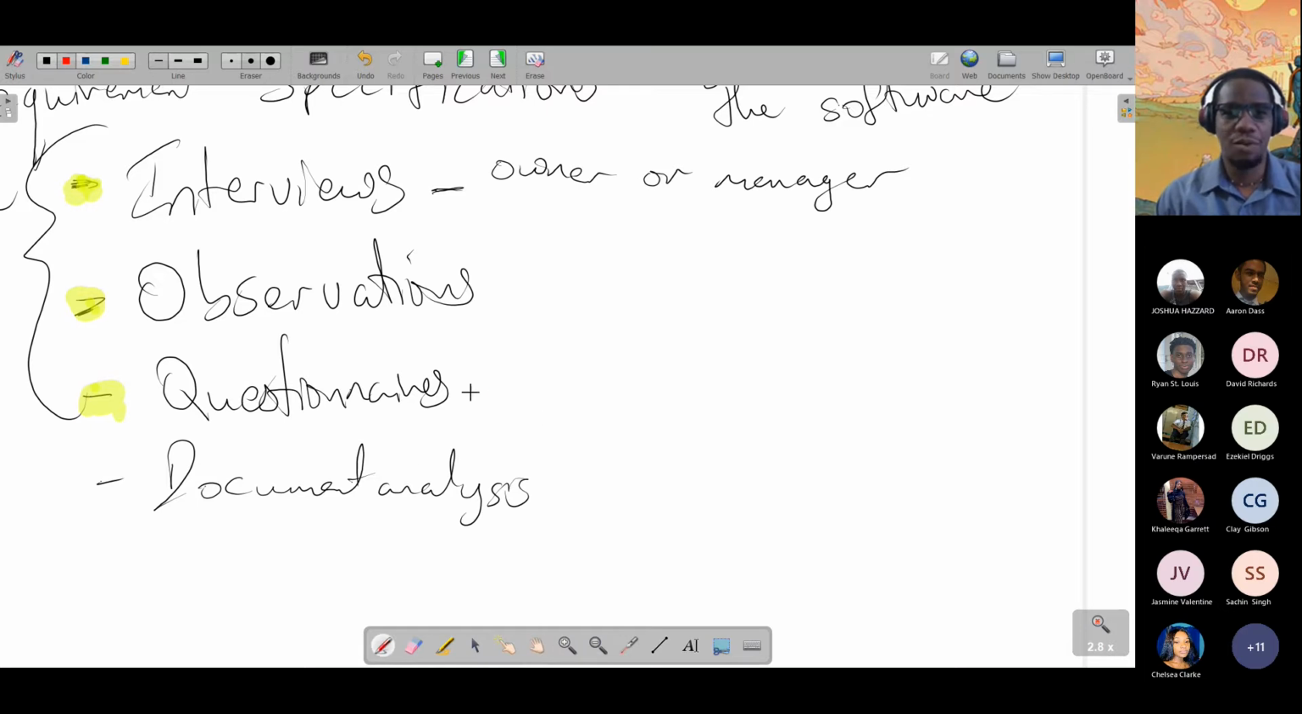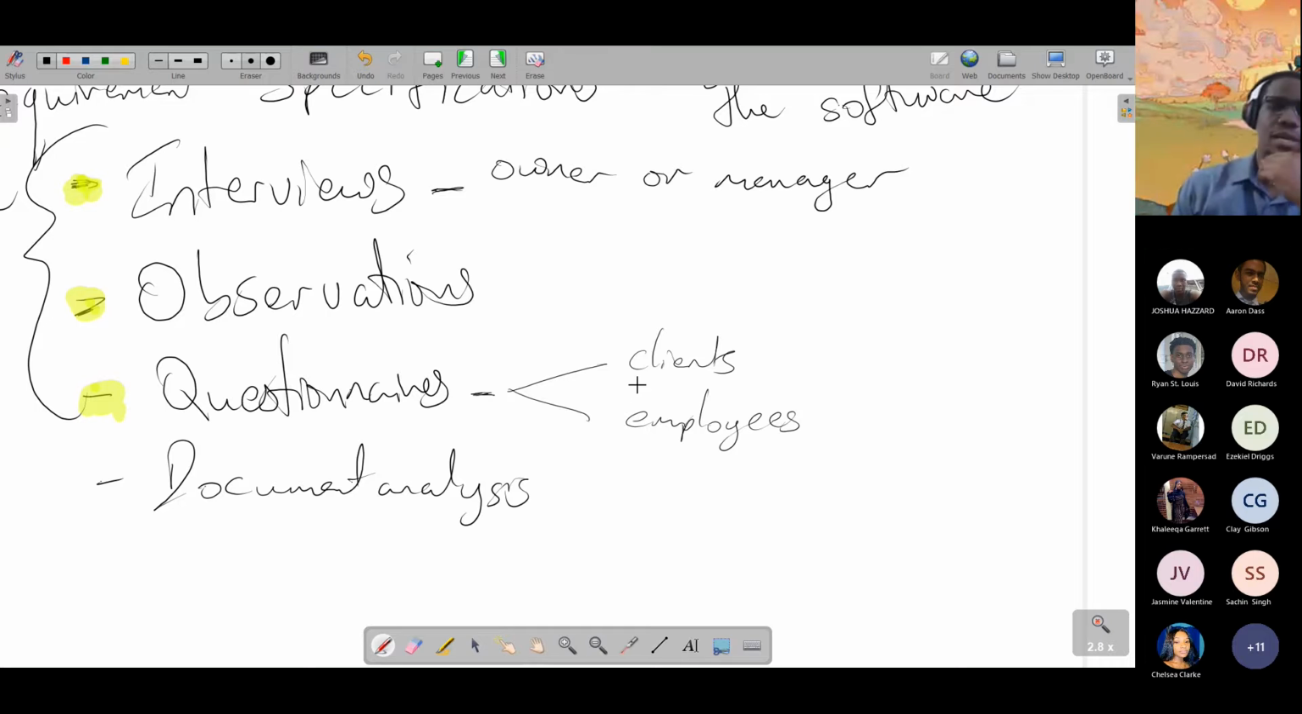I'm going to jump to the questionnaire. You could do two sets of questionnaires. You could pose questionnaires to the clients, or you could pose questionnaires to the employees. Why? How? And what's the purpose of doing this? In what instance would I pose a questionnaire to the clients, or in what instance would I pose a questionnaire to the employees?